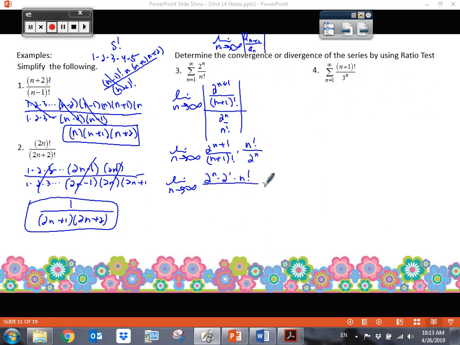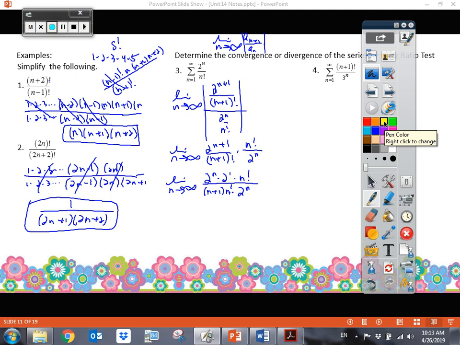And I'm going to take the bigger one and rewrite it as n plus 1 times n factorial. Is everybody comfortable with that? I just partially expanded it. And again, I'm just showing every single step. You will not have to. Alright, so let's see what we can cancel out. The 2 to the n's are gone, and the n factorials are gone.